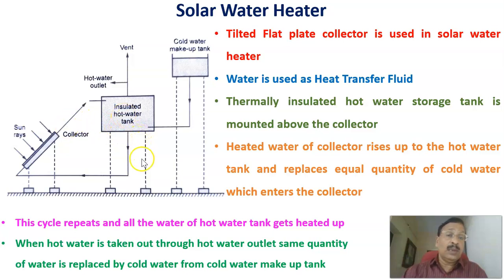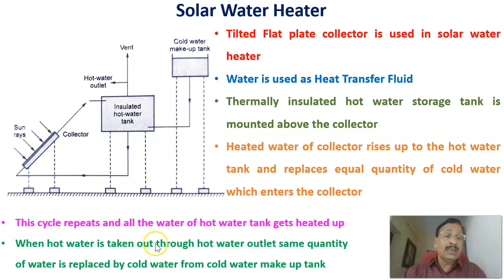The same amount of water comes from the cold water in the tank and enters the collector, and that gets heated. Therefore, this is the process in which the water comes from the hot water tank, passes through the collector, is heated up, and again goes to the hot water tank. This cycle repeats and all the water of the hot water tank gets heated up.